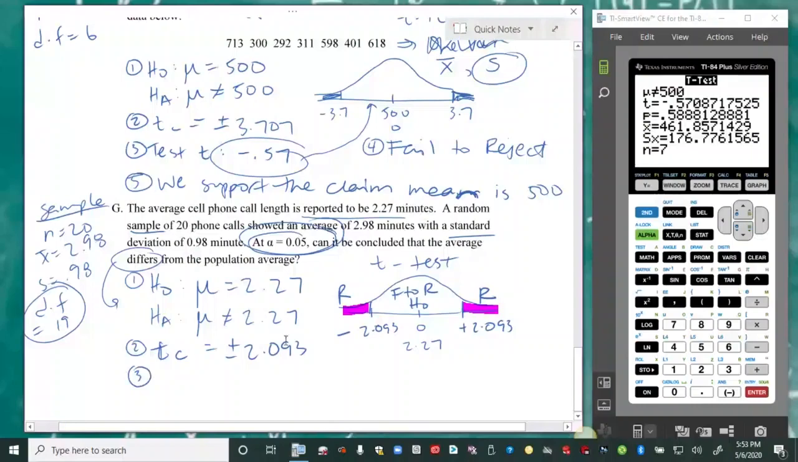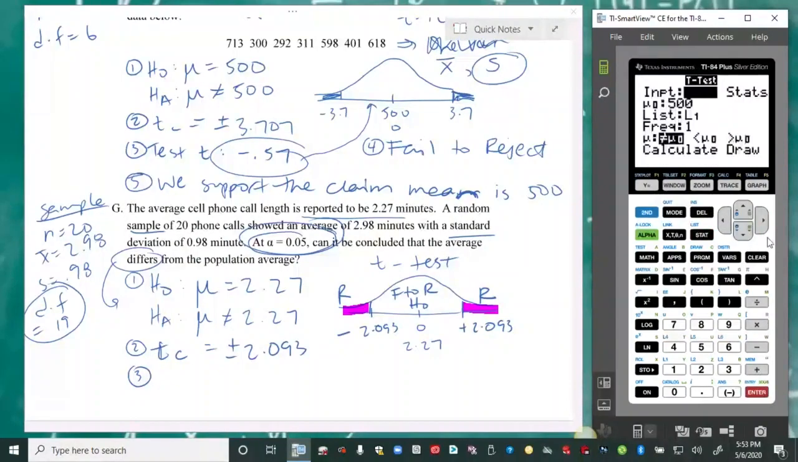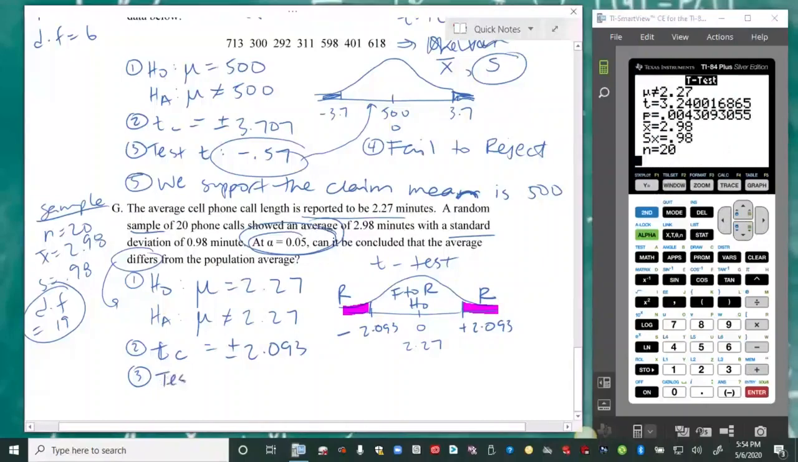Okay, step number 3. Let's let the calculator do it. Stat tests. This is a t-test of the mean. I do have stats this time, so I click over on stats. My hypothesized mean is 2.27, the average length of a cell phone call. My sample mean is 2.98. The standard deviation of the sample was 0.98. Sample size, we go back to the full N of 20. And this is a not equals, calculate. Okay, so we end up with a test T of 3.24.